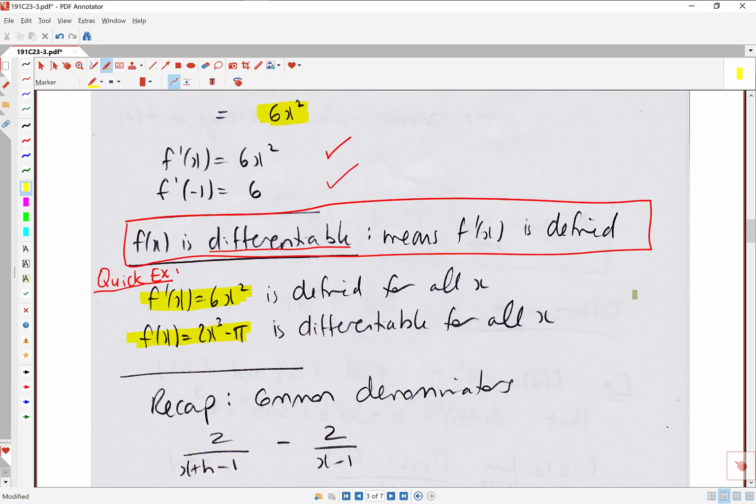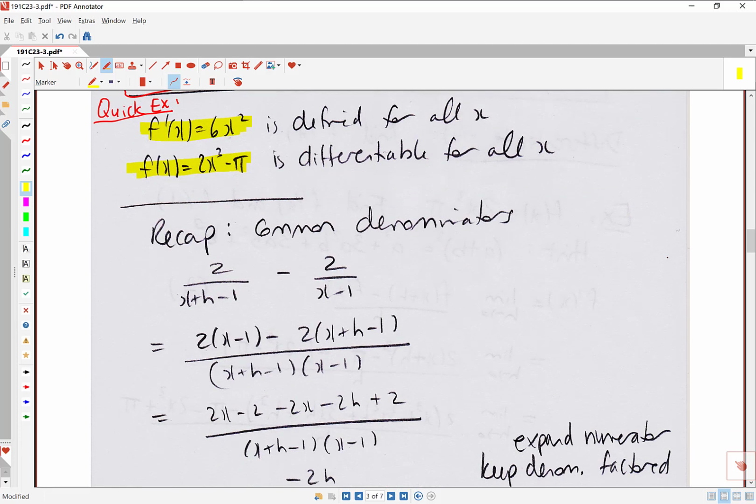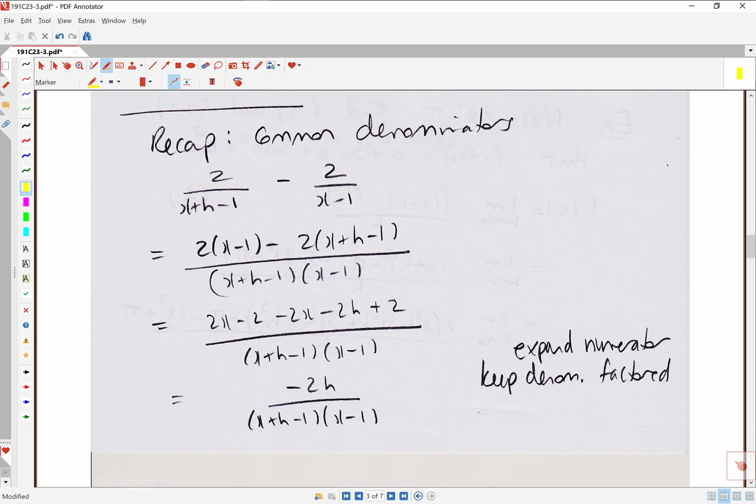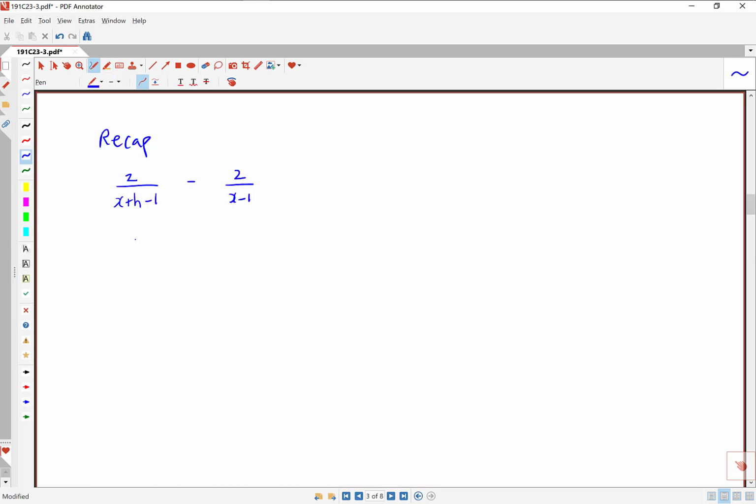Before we go into our next example, we need a quick recap about common denominators. So let's do that on a fresh page. Let's say we have this expression here, 2 over x plus h minus 1 minus 2 over x minus 1. And we just want to practice simplifying this because this is what we'll need for one of our next examples. So the idea is to create a common denominator.